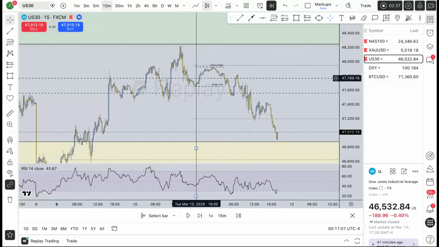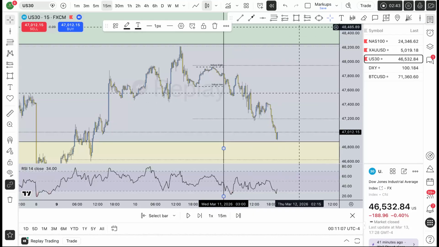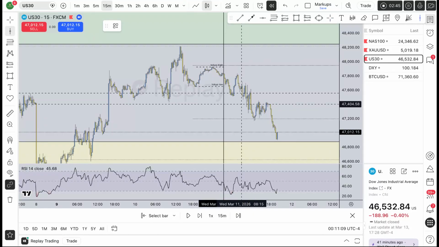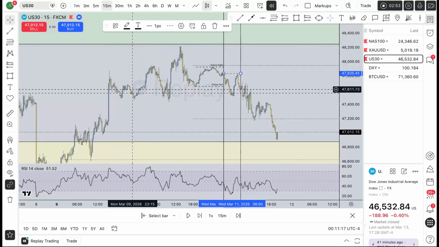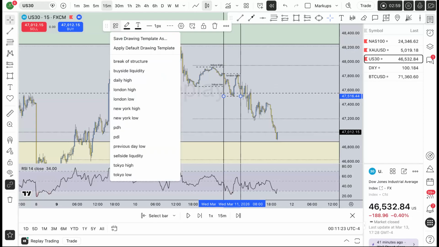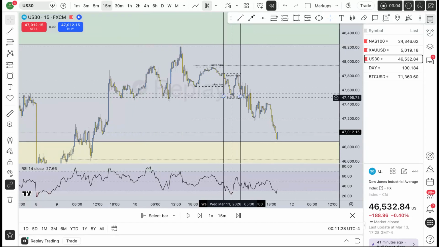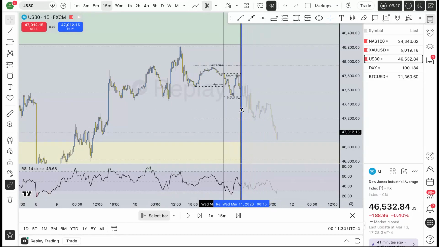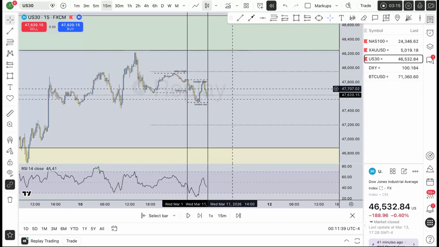Next, we're going to do the same thing, except for London session. So 3 to 8 a.m. Okay, identify the London high and identify the London low. Perfect. So now our internal liquidity is marked up. Let's bring price back down to New York. And this is where we were at during New York session.